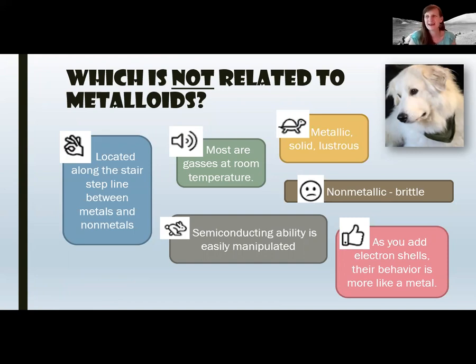And the one that is not related to metalloids is the green one with the loudspeaker. Most are gases at room temperature. Because most of the metalloids tend to look a little more like metals where they're solid than they look like nonmetals, which are mostly gases.